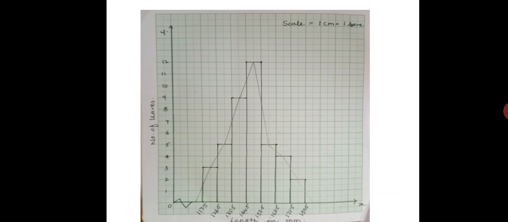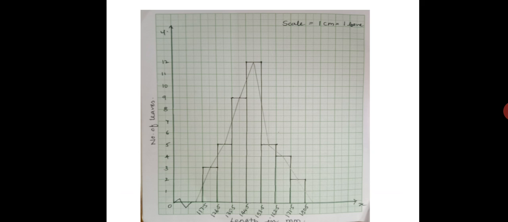The next group is 126.5 to 135.5. In this group there are 5 leaves. So accordingly we have to draw bars, and after that we have to take the midpoint of each one. The first group is 117.5 to 126.5, and we take its midpoint. The next group's midpoint also we have to take, and then join the line.